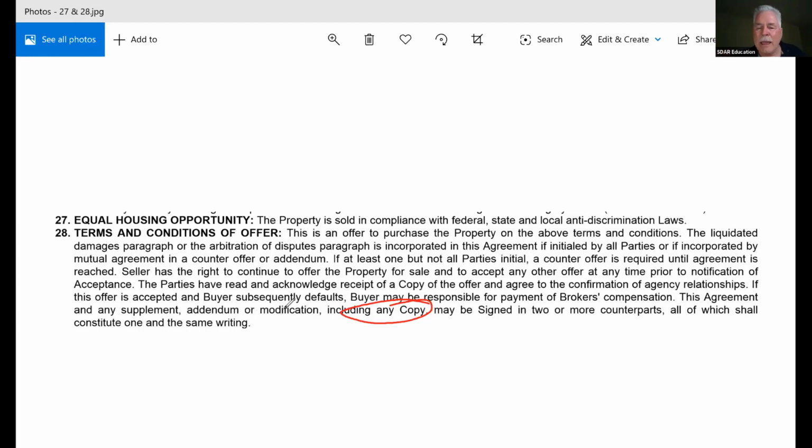So including any copy may be signed, and you're going to love this. This is so good. Those of you who've been my students in the college know this is part of my aside. In two or more, what? Counterparts. So what is a counterpart? If I have one document right here and a second document right here, with the buyer on this one and the seller on this one, and I can hold the two documents up to the light, we call it the light test. It's the identical document with the exception of the signatures. Then it's going to be binding on the parties. All right, okay, it's called the light test.